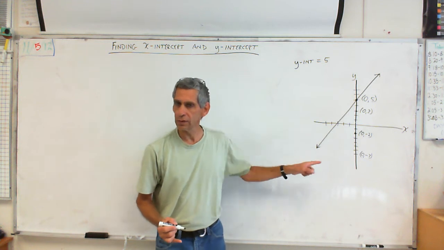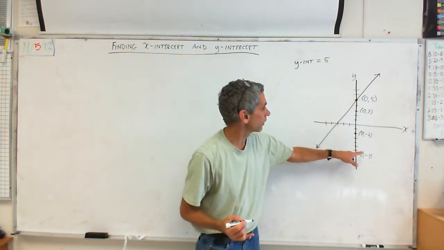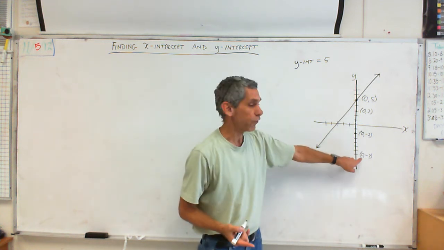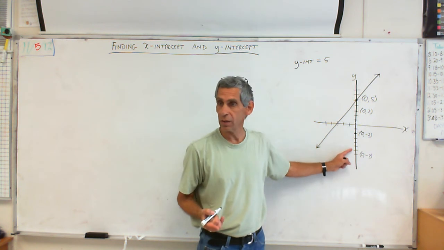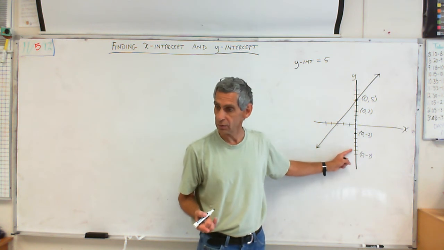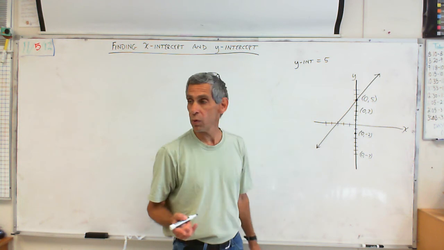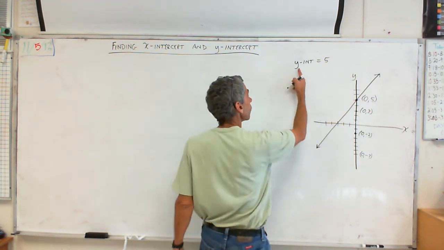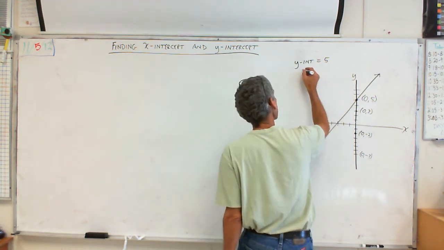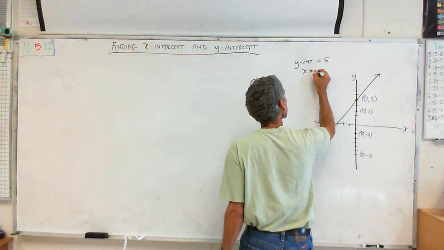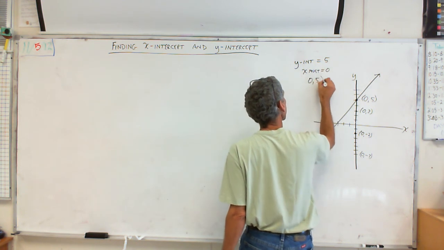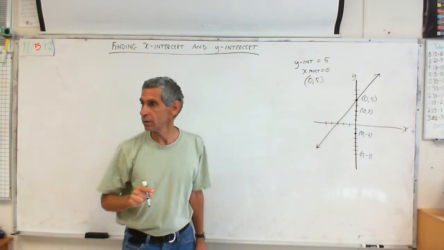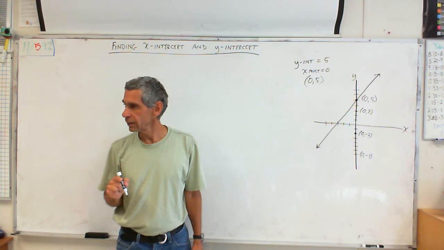Do you see what's the common thing in all of these? They have a 0 for the x. The only time something can touch the y-axis is if x is 0. So that's important to know. For the y-intercept, that means x must equal 0. That means my point is (0, 5) for my y-intercept. Does that make sense? You get that?